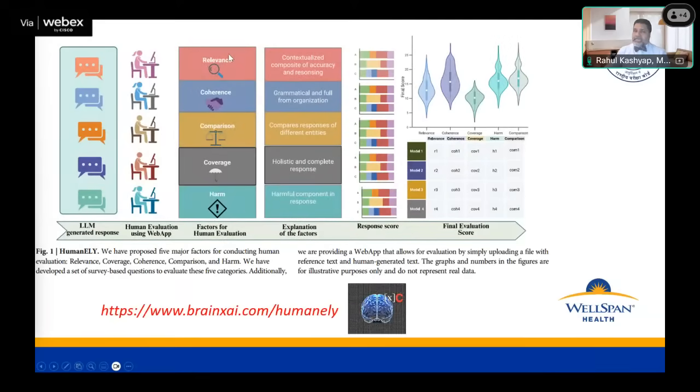He divided the framework into 5 different points. The relevance of the model: can you contextualize the accuracy and reasoning? Coherence: is the model grammatical and well organized? It compares the responses of different entities, then coverage, and is it creating any harm? This is a free app website where you can go to brainx.com/humanly, which is open access and there's no cost to anybody.